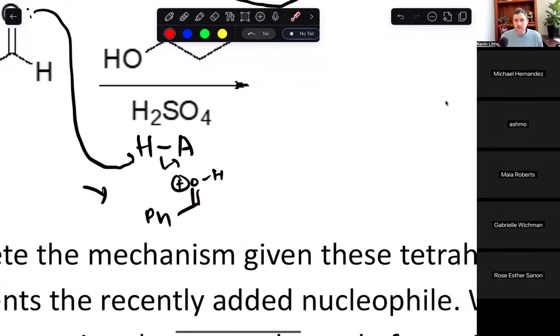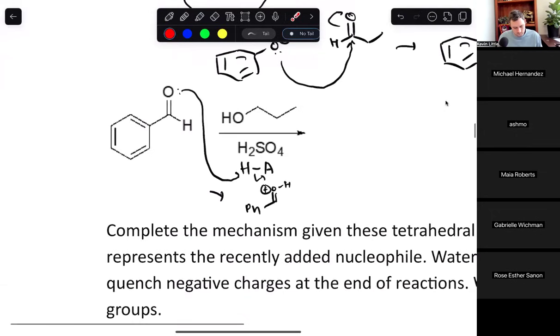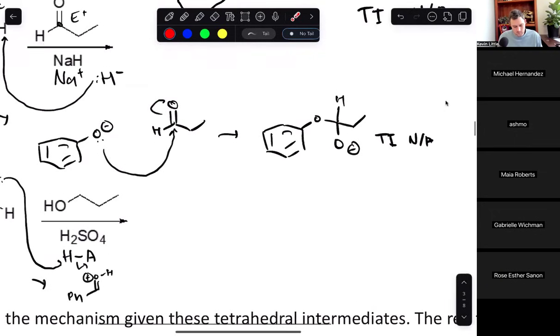I have a question. I understand what you're saying about how it can't be the leaving group because that's the nucleophile that attacked and it was just added. But can you explain how, even though it can't be the leaving group, can it be the kicking group and then the O minus be the leaving group?